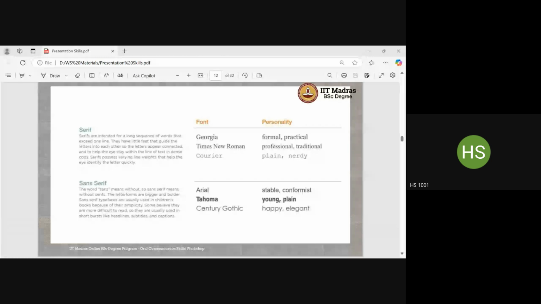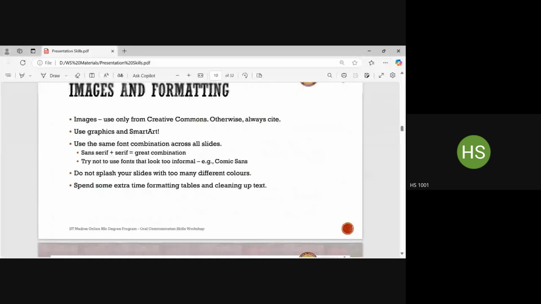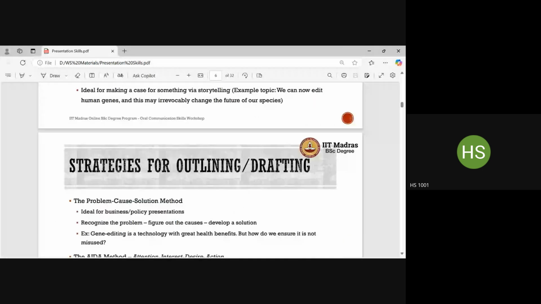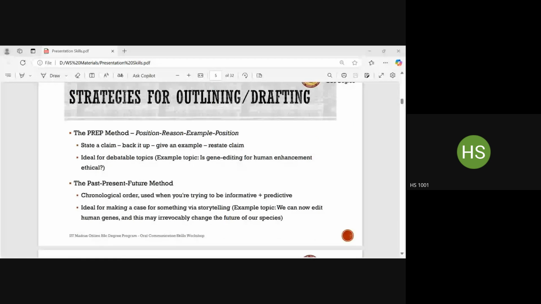Now, somebody had asked me to go back to the PREP method. We will do that, and with that, we will conclude today's session. The PREP method. PREP is an acronym: position, reason, example, position. You will have a debatable topic, that is a topic to which there is no clear right or wrong answer. Instead, everybody will have a particular opinion concerning that topic, a specific perspective concerning that topic.